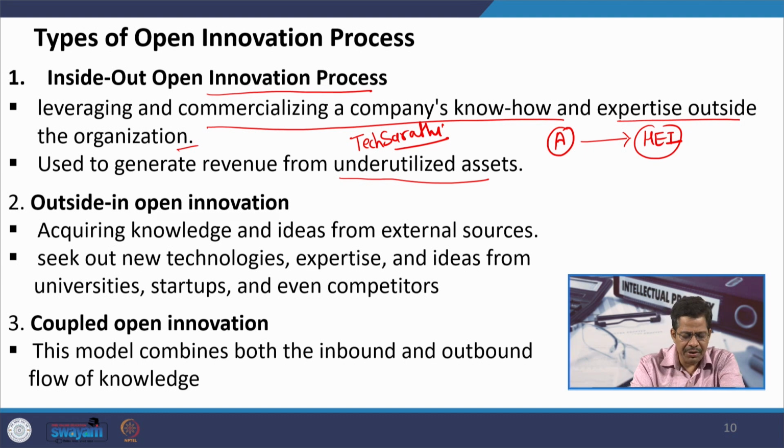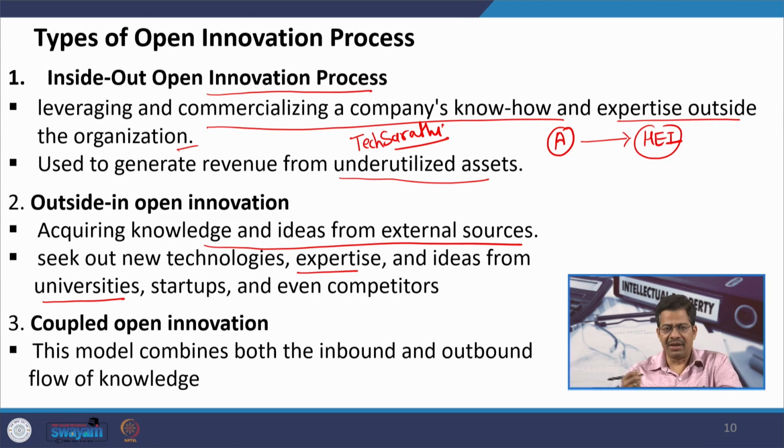In outside in innovation activity, you are acquiring knowledge and ideas from external sources. It can be a local institution, a university, or some other expert. They may have some technology, they may have some idea, and you are now partnering with them so that you can use their idea, their resources, their knowledge, their IP, and in that way develop a better product. So, this is outside in open innovation. And then the third is coupled open innovation, where you are creating a flow from both sides.